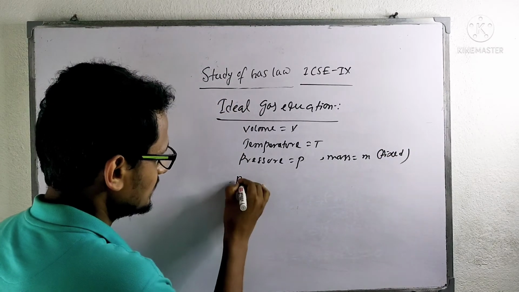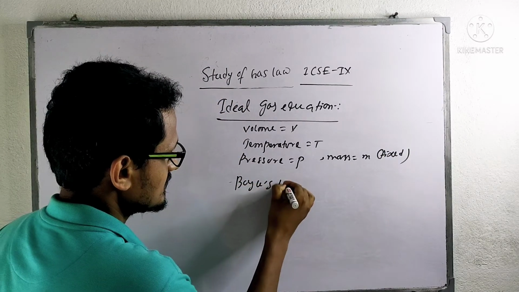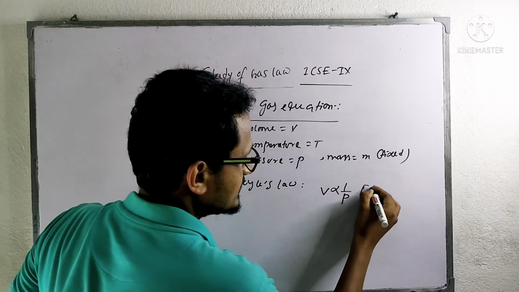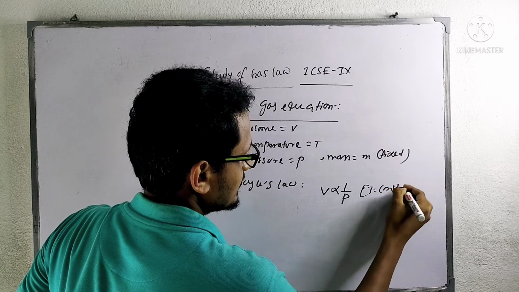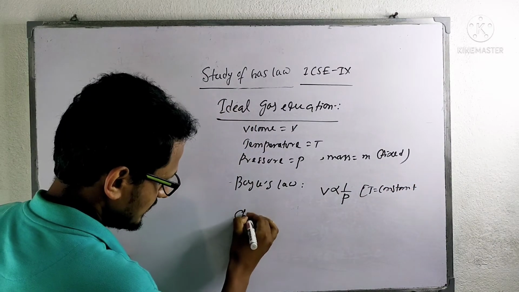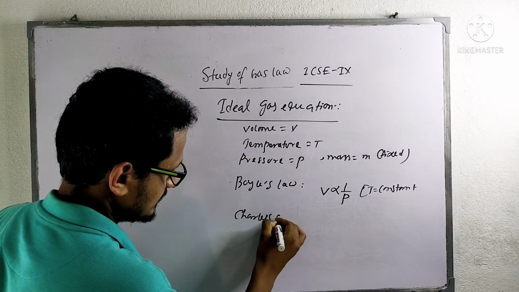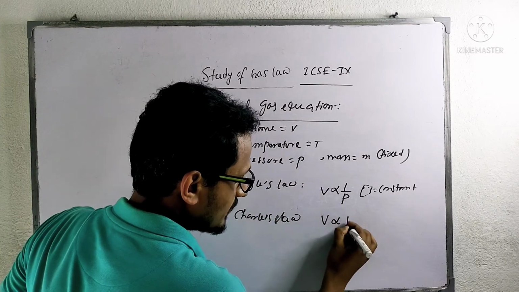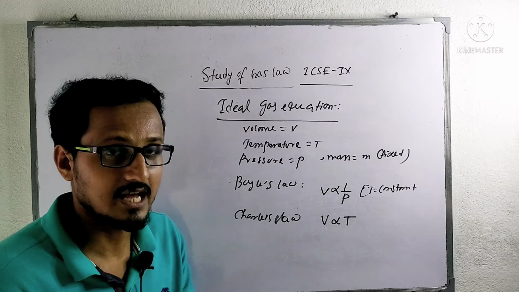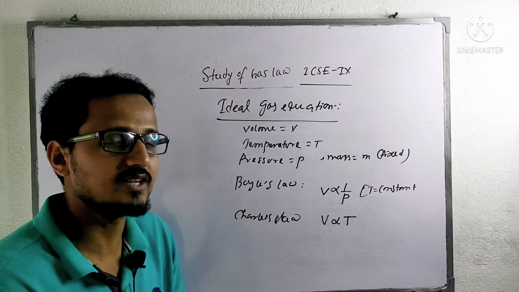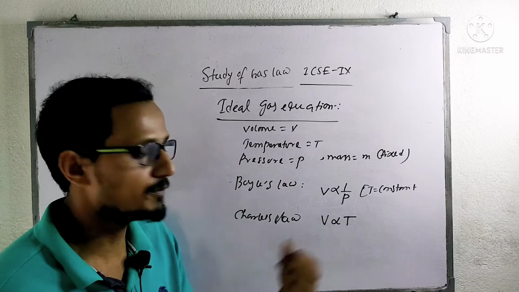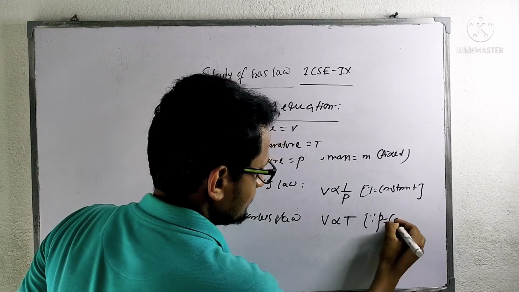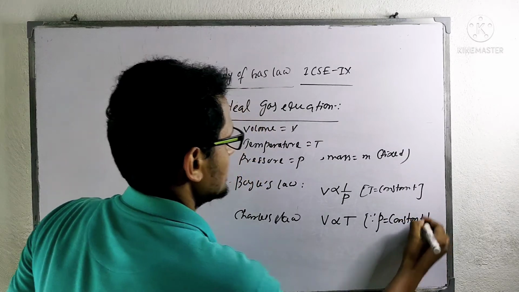So from Boyle's law, we can write V is inversely proportional to 1 by P when temperature is constant. Okay, from Charles' law, volume is proportional to Kelvin temperature. We have already derived in the last step that volume is proportional to temperature. So here, pressure should be constant.